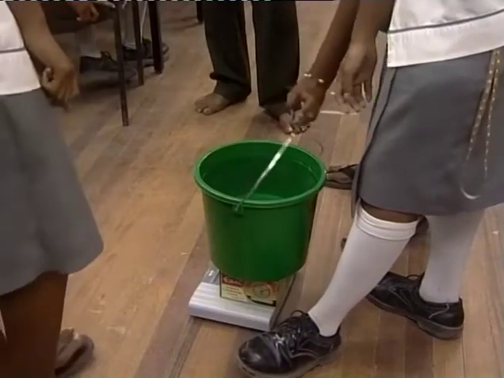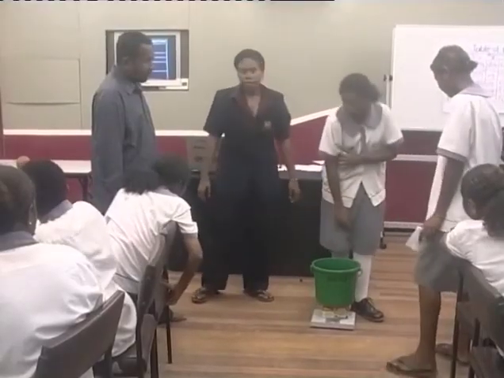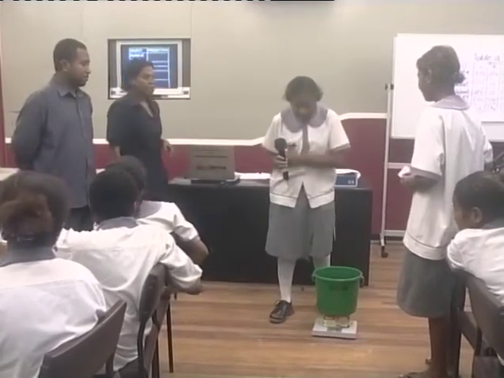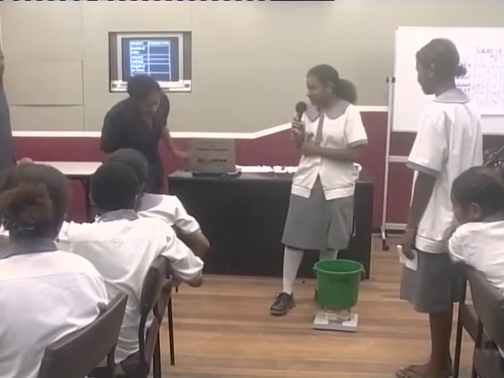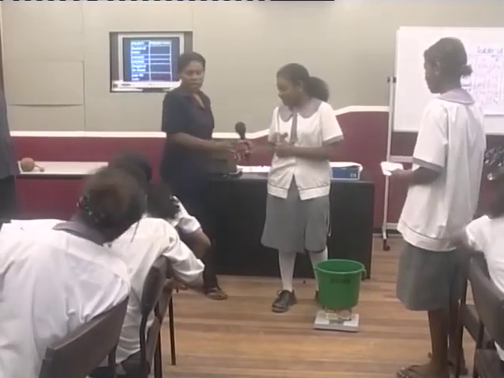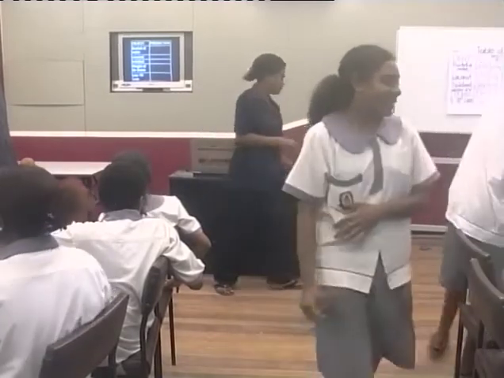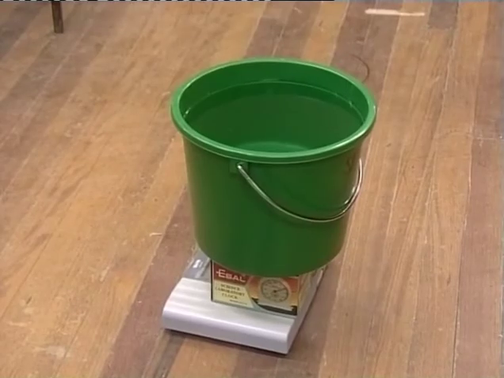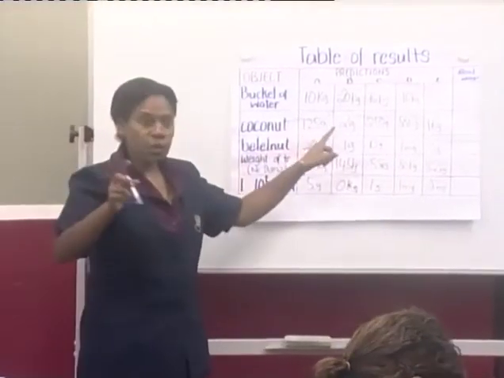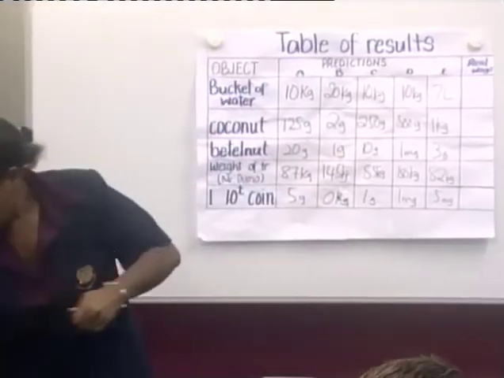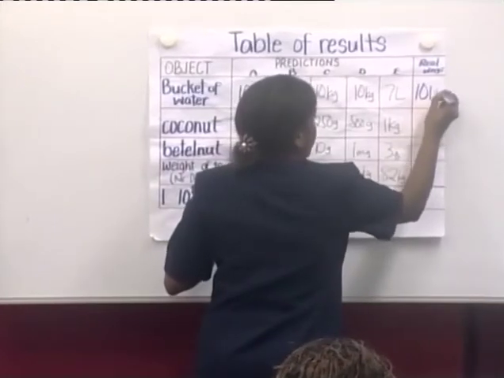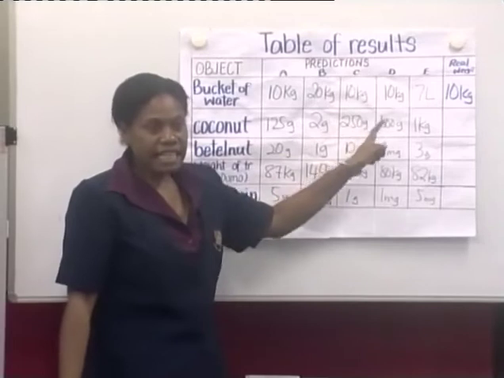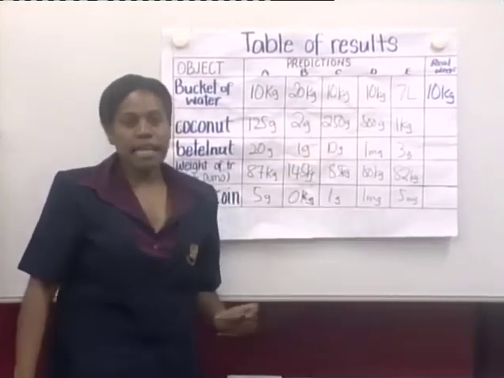Are you sure? Get the reading properly. There's a decimal point there. Can you give us the reading, please? Good girl. 10.0 kg. 10.0 kilograms, that's 10 kilograms. Who got 10 kilograms? Okay, so we've confirmed our answer by weighing the bucket of water, and we got 10 kilograms. Very good. So group A, C, and D, their predictions were right. They got 10 kilograms. Thank you.